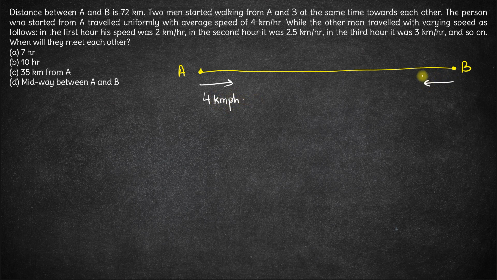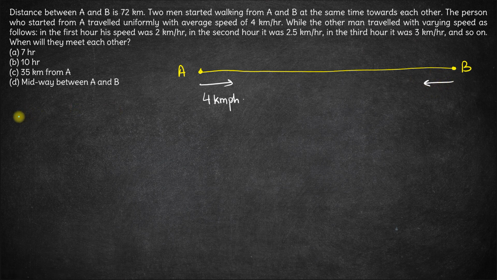And the person starting from B traveled with varying speed as follows. In the first hour, his speed was 2 kmph. In the second hour, it was 2.5 kmph. In the third hour, it was 3 kmph, and so on. Now the question is, when will they meet each other? Okay. Now, if the speed of this person were constant, it would have been a very simple question. But the speed is not constant.